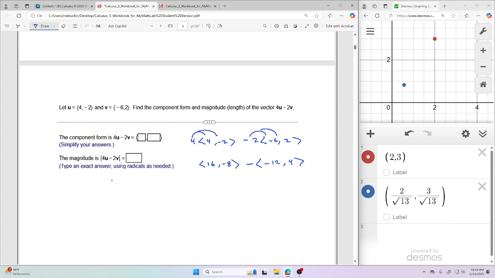What do I do between these guys now? I'm going to add or subtract them, exactly. So here in this particular case, like you said, there's 2 negatives to make a positive, right? So I'm going to say 16 plus the 12, and then I got the negative 8 minus the 4 to get 28 and negative 12. There you go. So that's my answer.